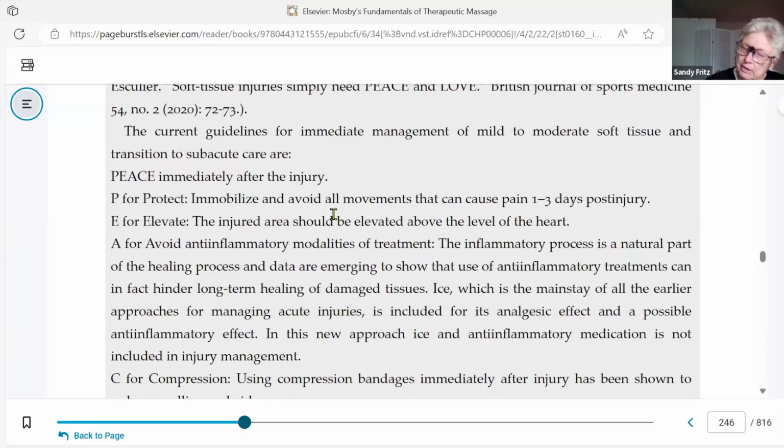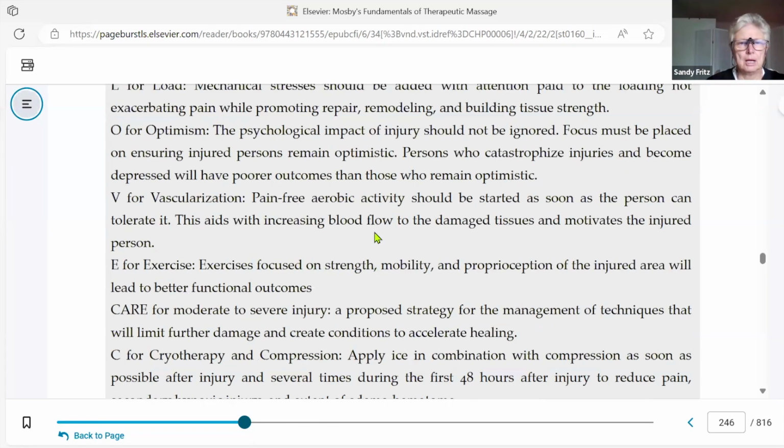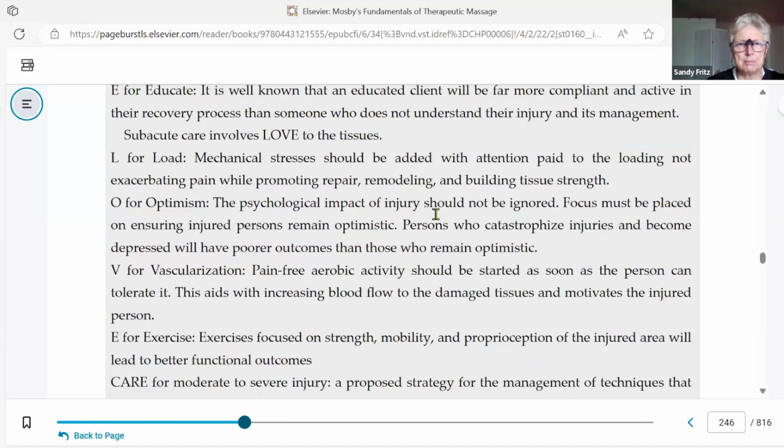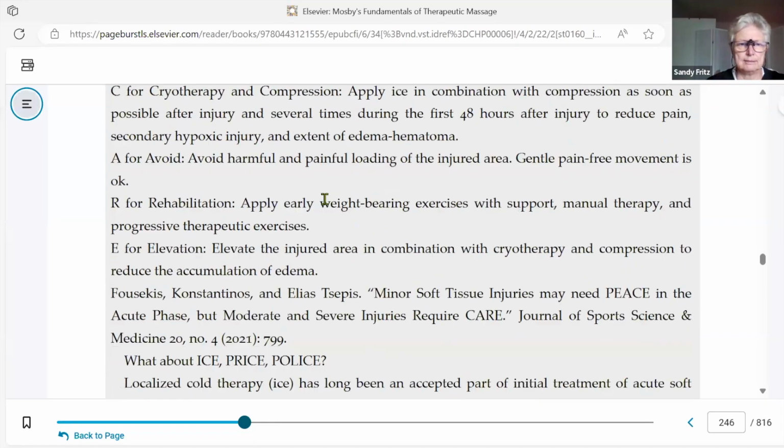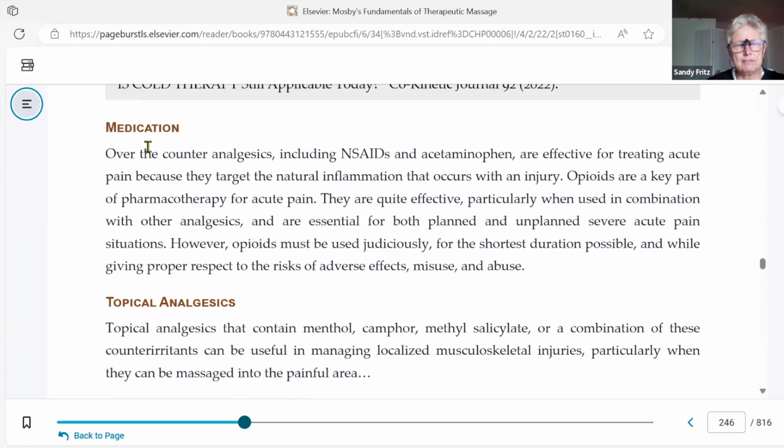So here are all the different things for acute care. Just remember, currently on the MBLEX, it's going to be no ice in the acute phase. Then we have to have a general idea of medication and how it's prescribed. And of course, we're talking about pain now.